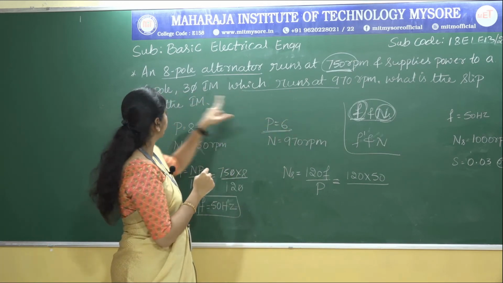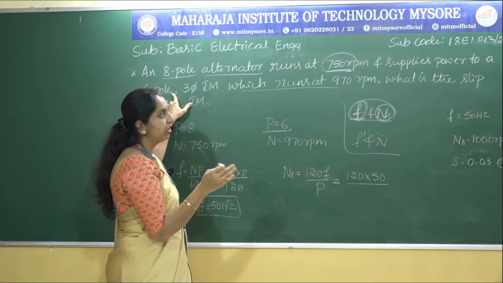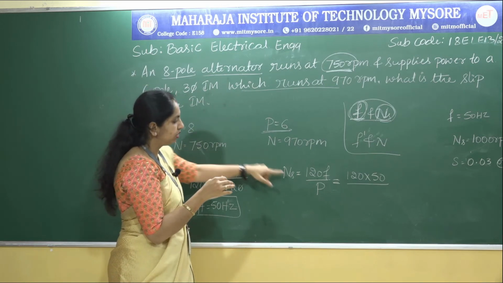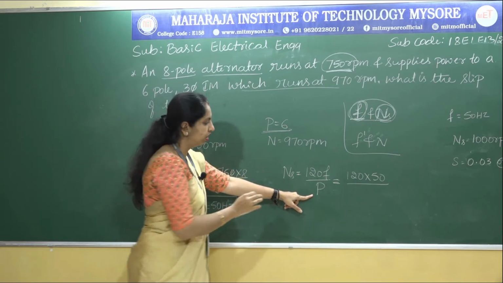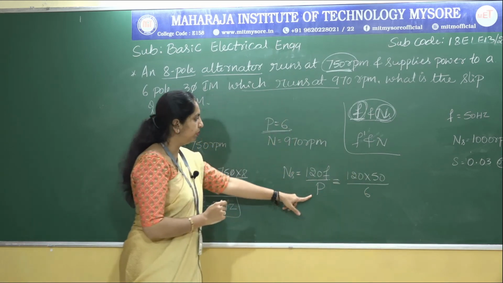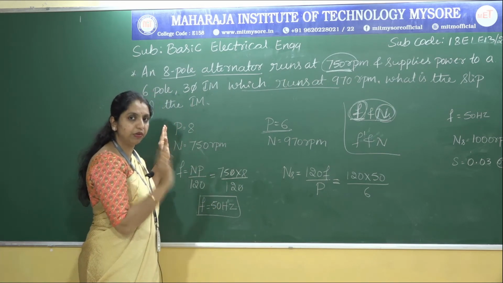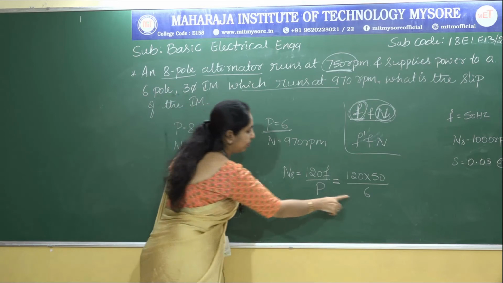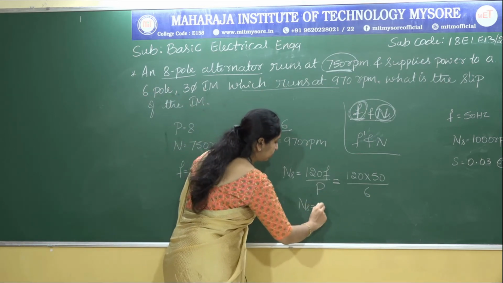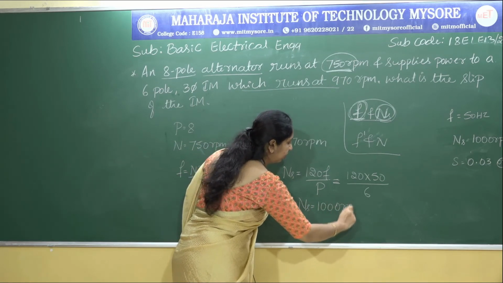It supplies power to a 6-pole, that means a 6-pole 3-phase induction motor. So this P is related to the induction motor, and you need to have P as 6. So don't substitute P as 8, because these two values are given just to find the value of frequency. So substitute the value of P here and calculate. So Ns becomes 1000, right? So 1000 rpm.